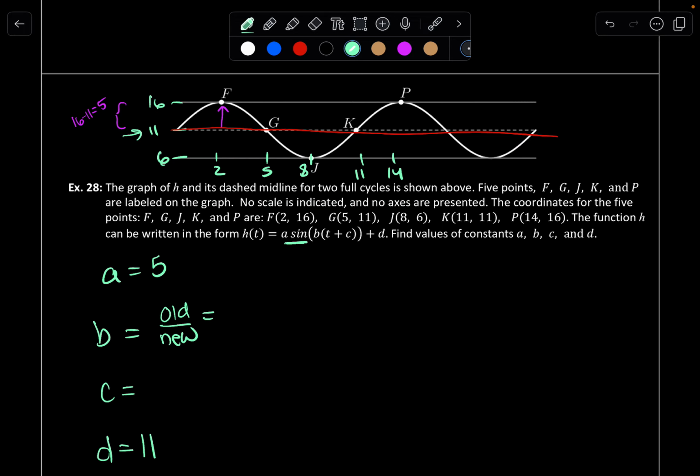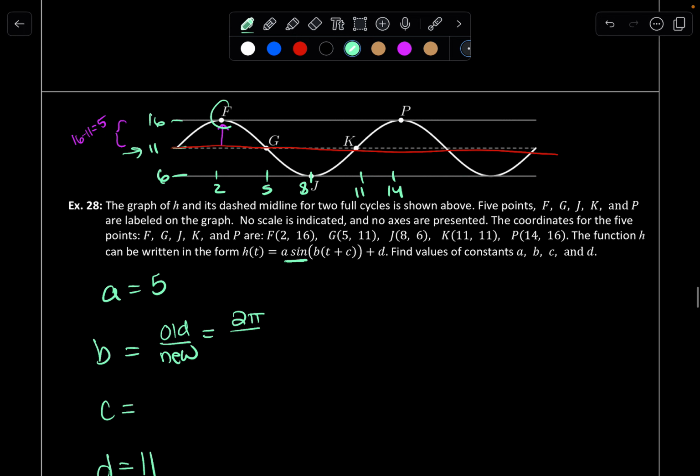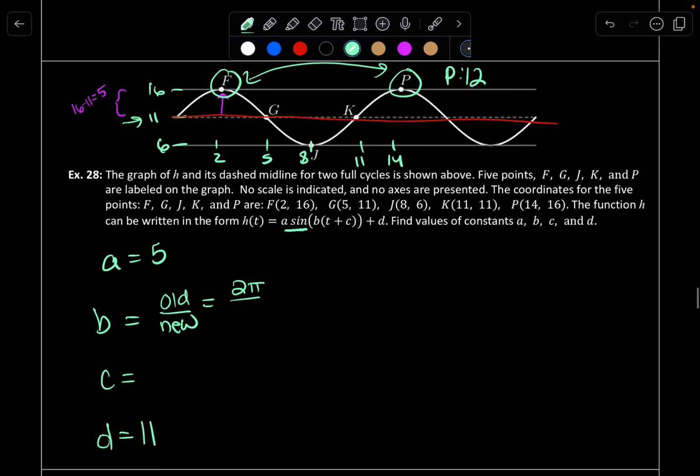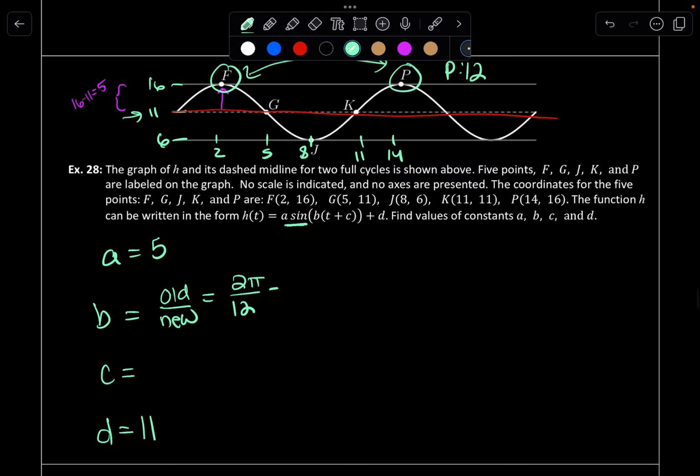The old period for all sinusoidal curves is 2 pi, and then the new period for this I can use from F to P. They're both maximums, so that is an event occurring again, which marks the new start of a cycle. So I'm going from 2 to 14, therefore my period is 12. So the new period is 12, which means we end up with pi over 6 as our B value.